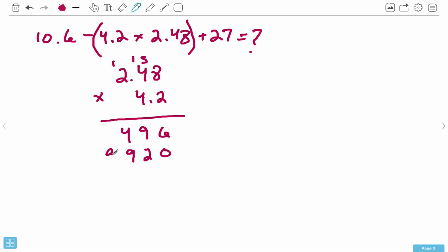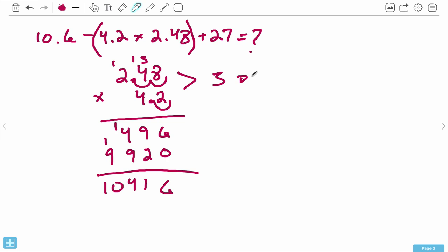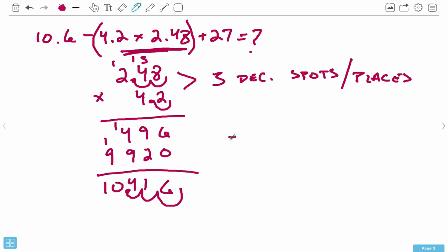So that gives us a total of 6. 9 plus 2 is 11. 9 plus 4 is 13, plus 1 is 14. Carry the 1. 9 plus 1 is 10. So remember, we have one decimal place, two decimal places. Gives us 3 decimal spots or places, whatever you want to call it. So we got 1, 2, 3. So now the answer that will go here is going to be 10.416. So we'll rewrite that out on the next page.